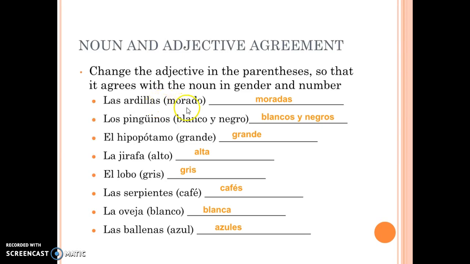Okay, and here you guys can see the answers are días moradas. This is feminine plural, so this adjective must be feminine plural. Pingüinos, I want to say they're black and white. Blancos y negros. Pingüinos is masculine plural, so blancos and negros also have to be masculine plural. If you guys have any questions about this section, make sure you write them down and bring them to class tomorrow to ask me.